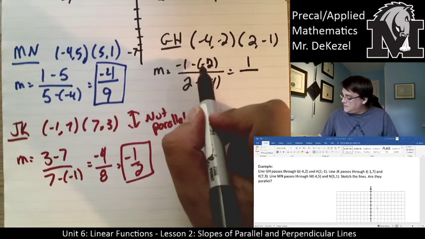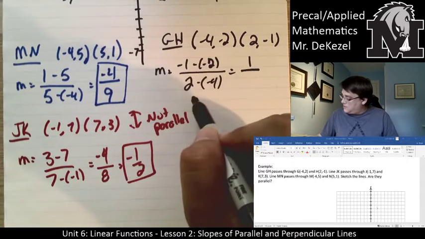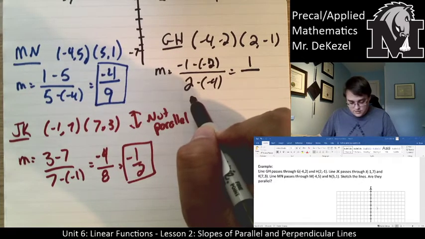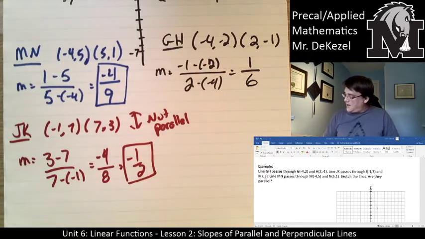Minus 1 minus a minus 2. That gets us 1, 2. Subtract a negative 4, that's adding that, 6. I feel like I did something incorrectly there. Let's see.